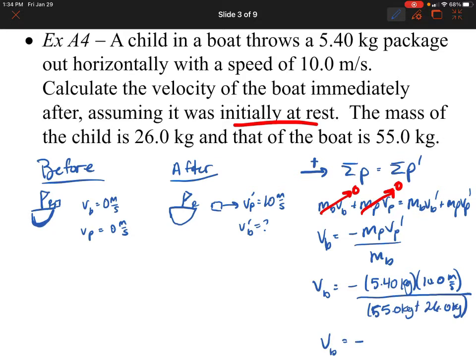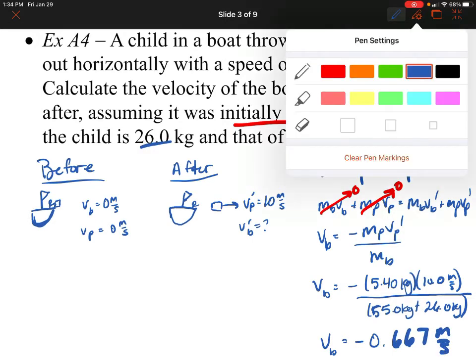So remember to add the mass of the boat and the child together. And when we do that, we get negative 0 point... How many significant digits do we need? Well, we got 3 there, 3 there, 3 there. So it looks like we should probably have 3. And that is negative 0.667 meters per second.